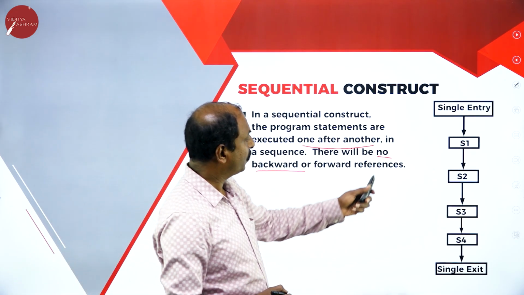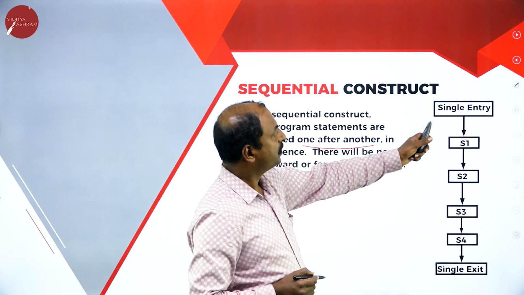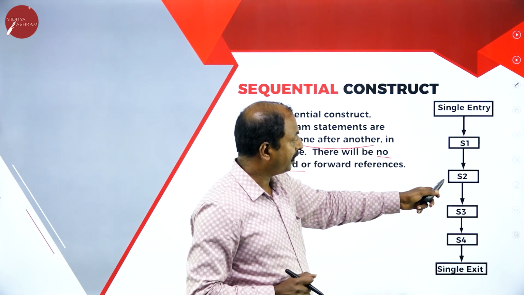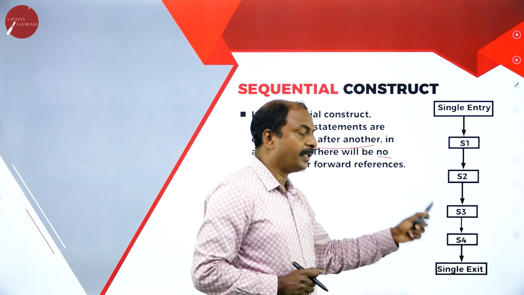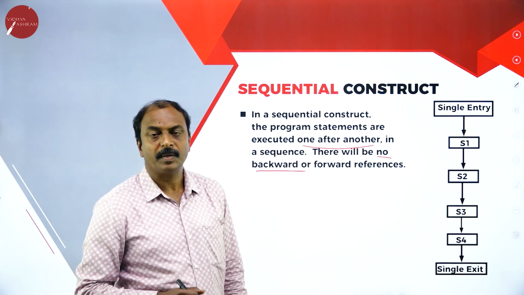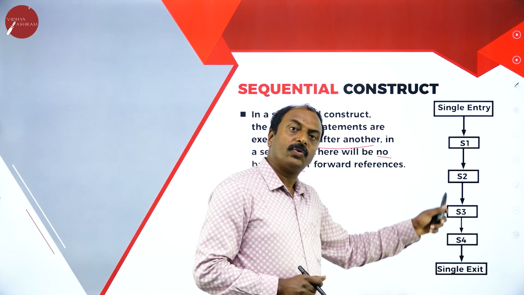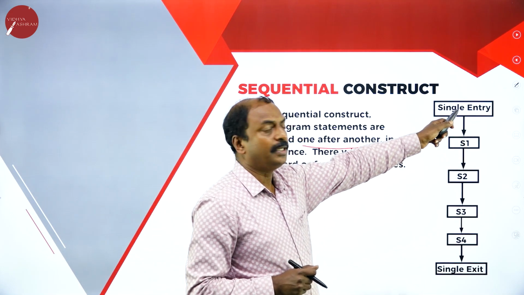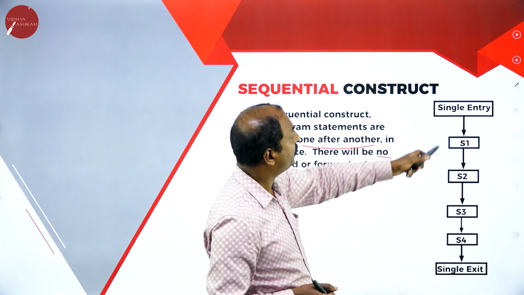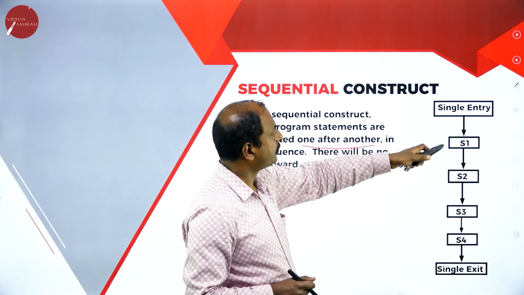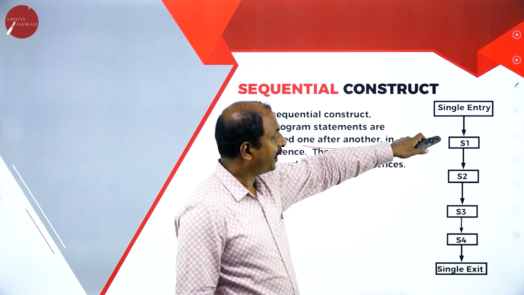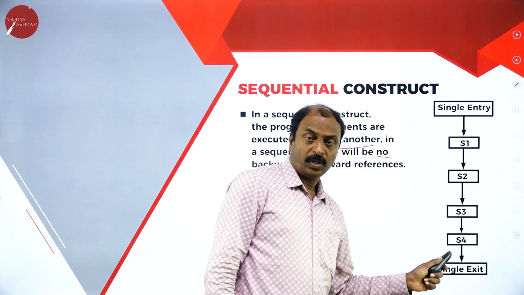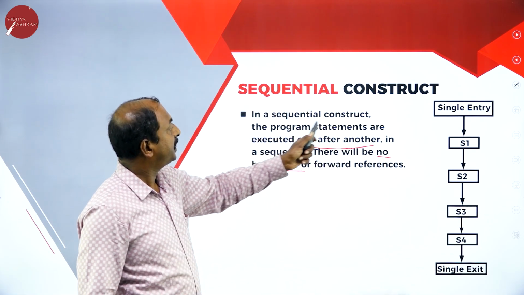Now, let us see the flowchart of this. Suppose this is the entry to the program, and this is statement number 1, statement number 2, statement number 3, and statement number 4. Suppose in your program, in this example, there are 4 statements. The computer starts executing from the entry point. Statement 1 will be executed, next is statement 2, next is statement 3, and next is statement 4. So, this is the meaning of the sequential construct.